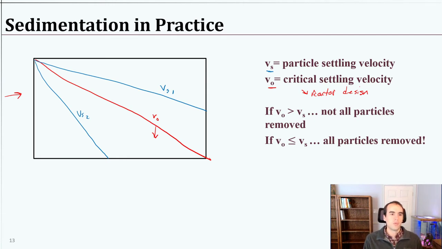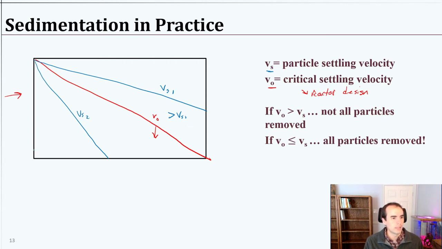So if the reactor design here, V0, has a greater velocity than Vs, so a faster downward trajectory, then not all particles are removed. So that means V0 here is bigger than Vs1. So in that case, we see some particles are escaping. If they hit the sidewall, we assume that they escape, right? So in that case, some of the particles under this condition will certainly escape. Some of them might be removed.